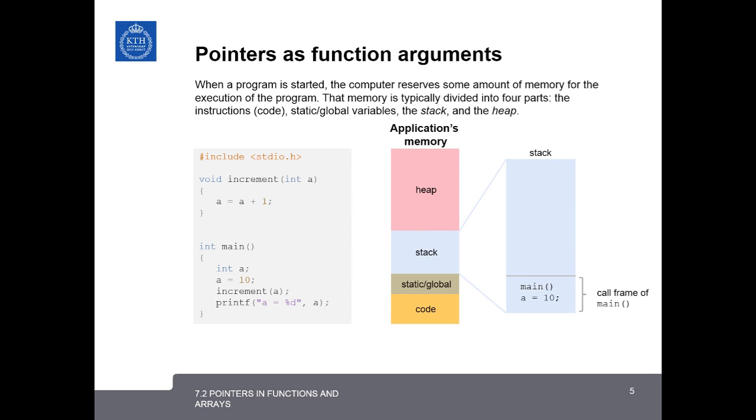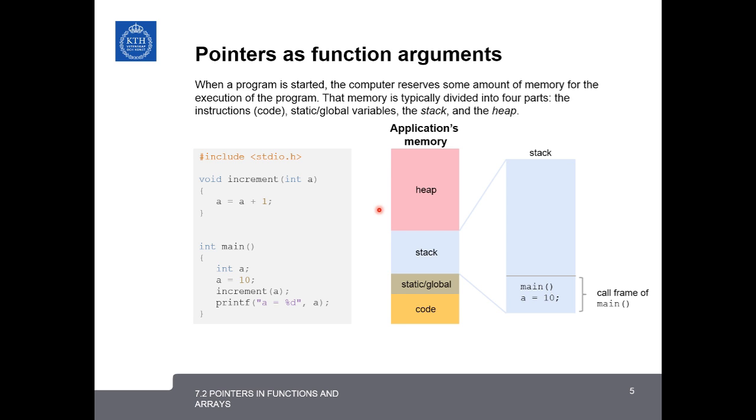To understand why the program didn't behave as we expected, let's take a look at what happens in the computer's memory step by step as it runs the program. When the program is started, the computer reserves some amount of memory for the execution of the program. That memory is typically divided into 4 parts. First, you have the instructions, which contain the actual code for the program. Then you have the static and global variables. Then you have a stack, which is a first in, last out kind of queue for the instructions of the program. And last, you have the heap. We'll cover the heap in a later lecture.